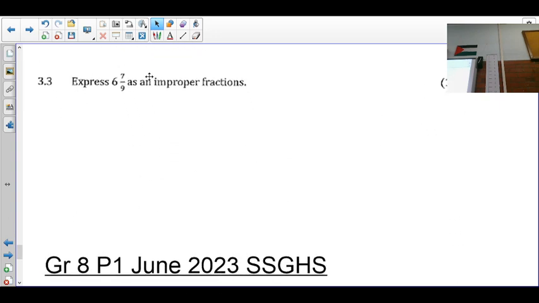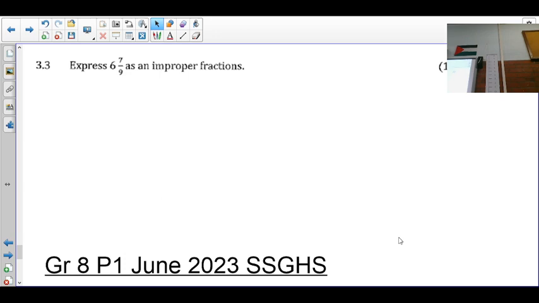The next question, they ask you to express 6 and 7 over 9 as an improper fraction, so you multiply and add. 6 times 9 is 54. It's 61 over 9. Is that correct?